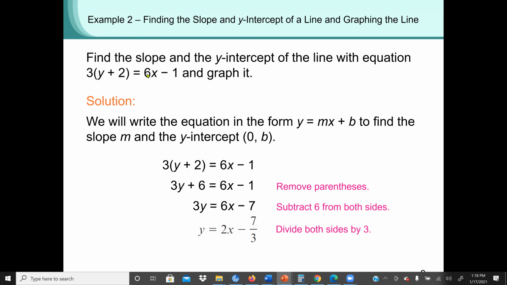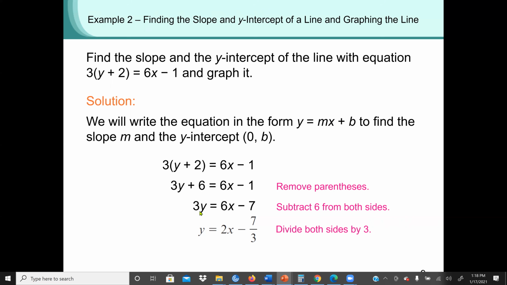All we need to do is to change this equation, or we should find the value of y. So that's what we said. We will write the equation in the form of y equal to mx plus b. So we have 3 times (y plus 2) equal to 6x minus 1. We multiply 3 by y and 2, we get 3y plus 6 equal to 6x minus 1.